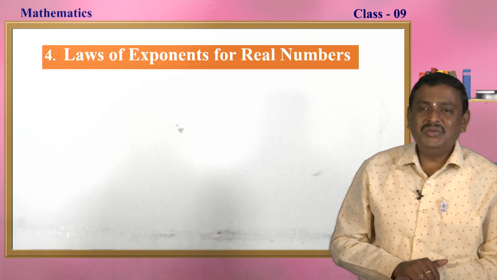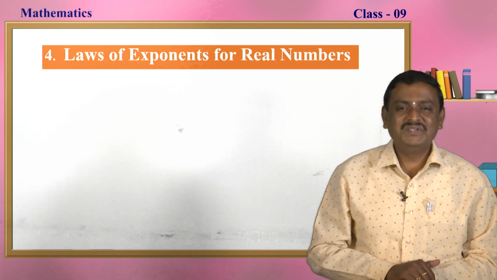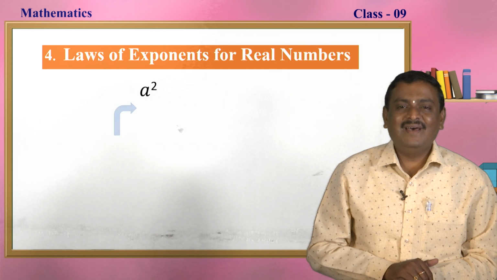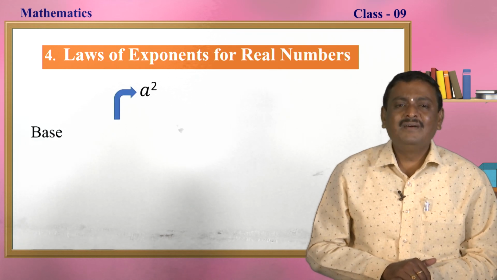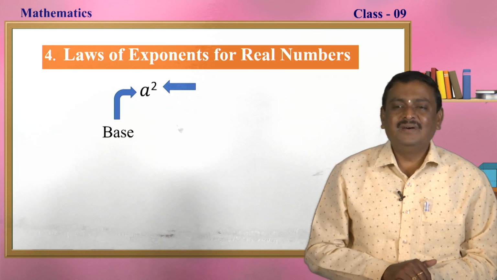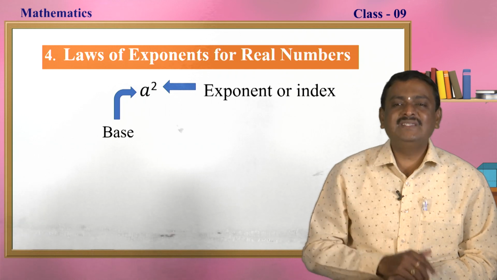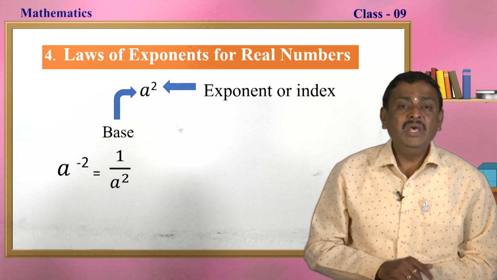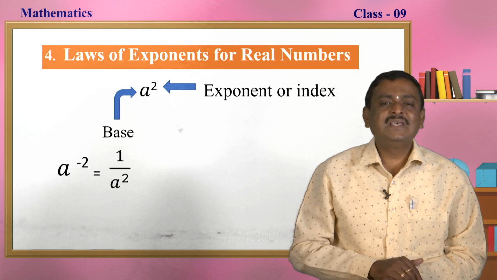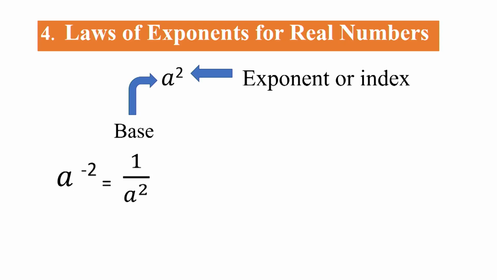Now we are going to learn some new concepts, the laws of exponents for real numbers. See, in A square, what is A? A is the base and the power is the exponent or index. A raised to 2, that is the exponent or index, my dear students. A to the power of minus 2 can be written as 1 over A square, my dear students.